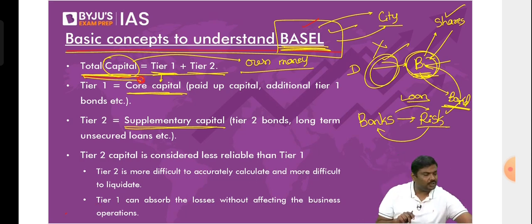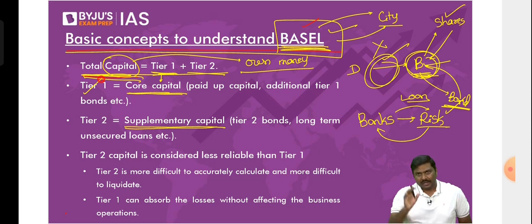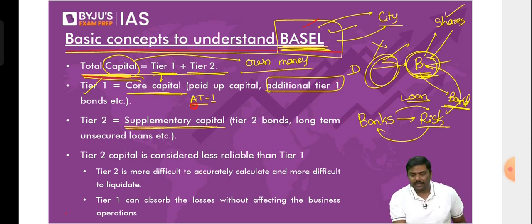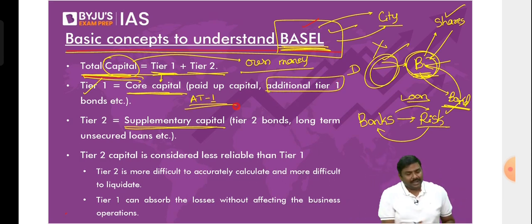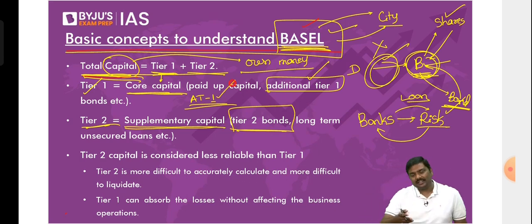Now the total capital is divided into two types. One is tier 1 capital. Second one is tier 2 capital. I've given examples for both of them. That is the reason I started with examples. An example of tier 1 capital is the additional tier 1 bond. An example of tier 2 capital is a tier 2 bond. We have already discussed what additional tier 1 bonds and tier 2 bonds are.